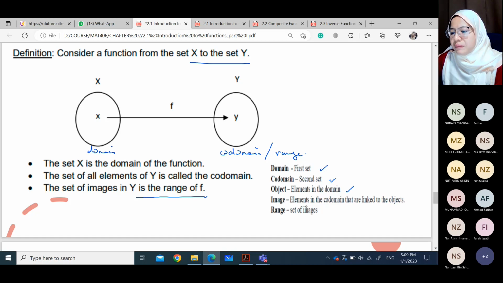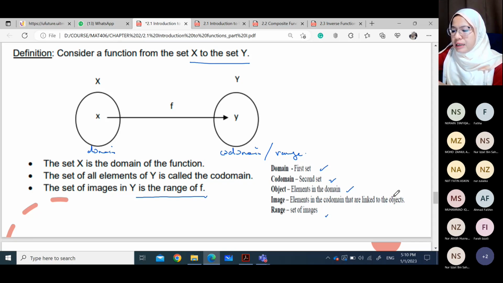Okay, so image elements in the codomain that are linked to the object. So this Y is an element in the codomain. So apa yang berada di dalam set itu kita panggil sebagai element. Kita panggil juga sebagai members. Okay, itu dia. Alright, so image element in codomain and range set of images. Okay, so set of images kita panggil sebagai range.